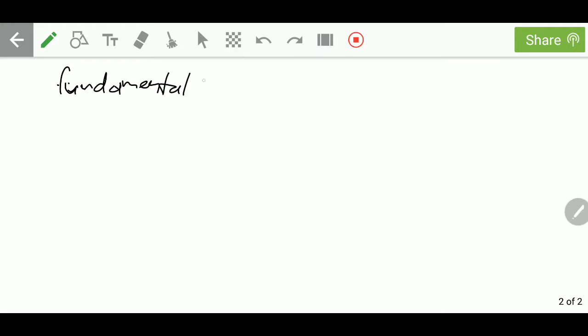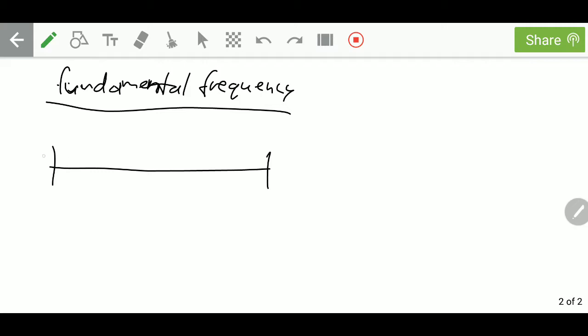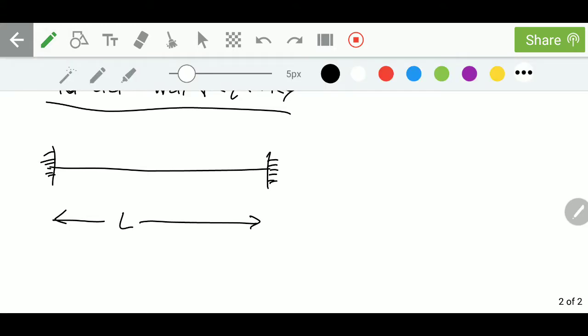Fundamental frequency. So suppose we attach the string to 2 fixed ends, so the ends of the string cannot move, and so only the points on the string can move up and down, but not left and right. Then what will happen is that the string will have certain allowed standing waves, and basically these will be sinusoidal waves.